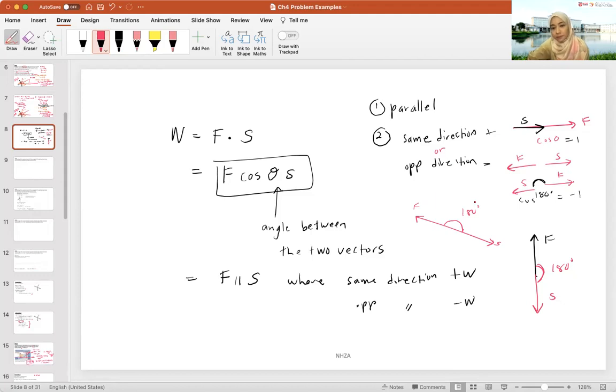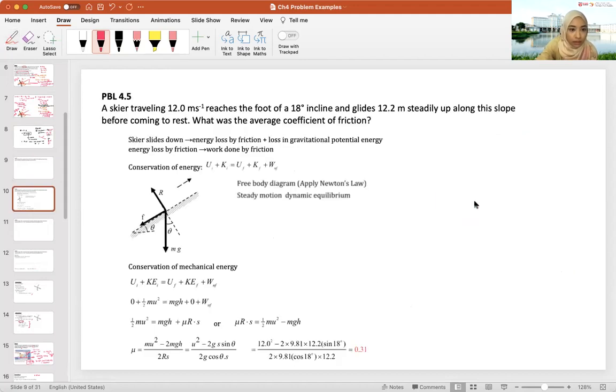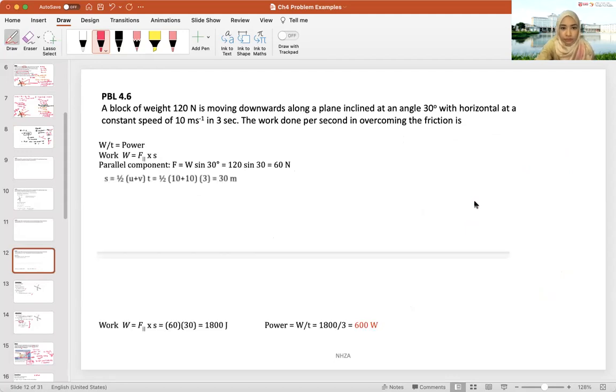Apa lagi? Is that okay? Does everyone understand why it is cosine 180, or we can just not use cosine 180, we can just say it's negative? Faham ke? Faham. Any other questions about this one in particular? No more questions? So everyone's okay, yeah? All right, let's continue with our next example.